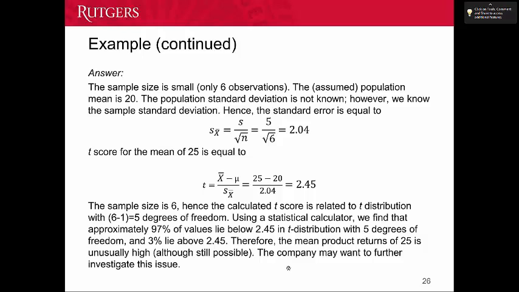So using a statistical calculator, we find that approximately 97% of values lie below 2.45 in a t-distribution with 5 degrees of freedom, and only 3% of observations lie above 2.45. Therefore, the mean product returns of 25 is unusually high. The company may want to further investigate this issue.